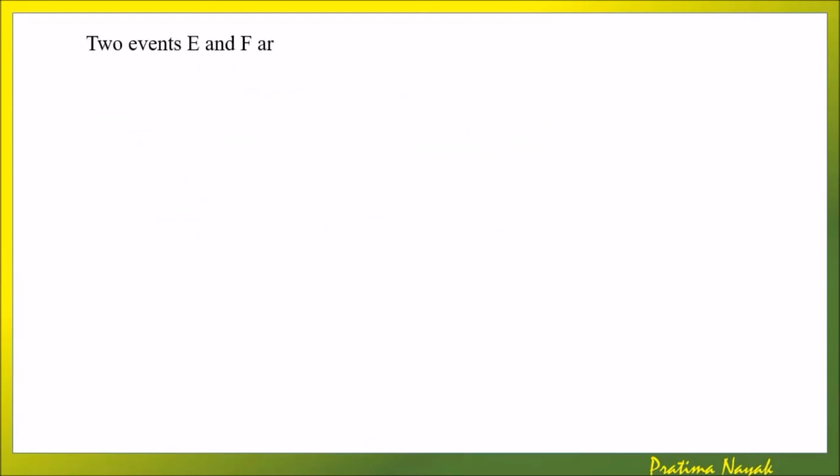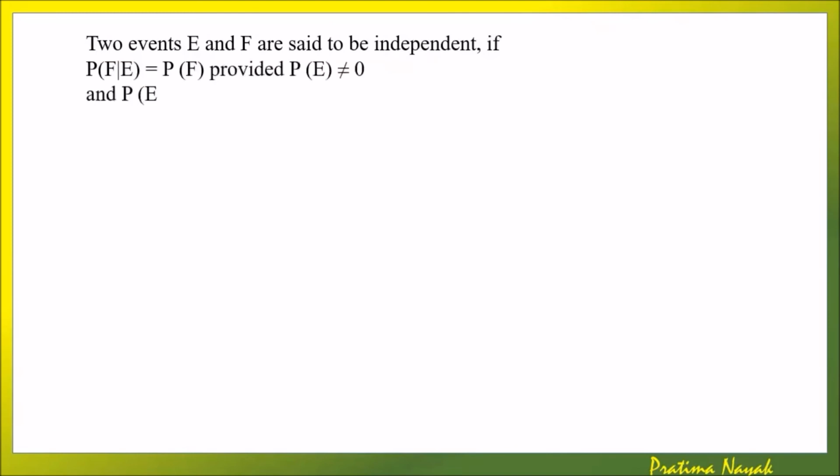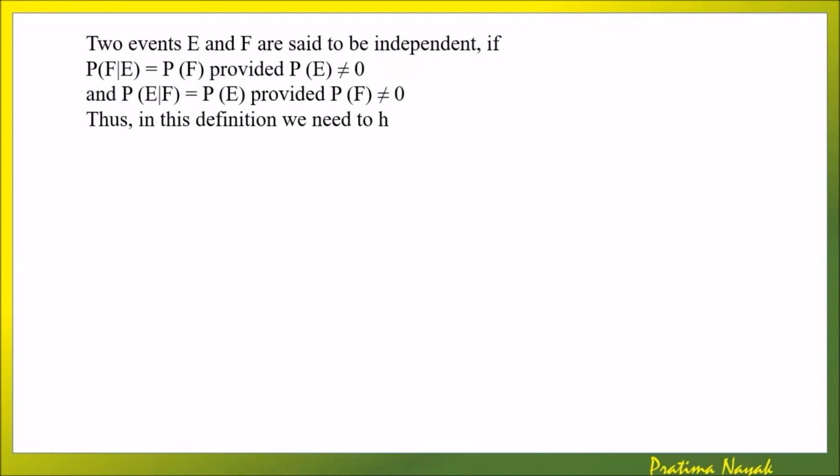Two events E and F are said to be independent if P(E|F) is the same as P(E), provided probability of F is not 0. Similarly, probability of F given E is the same as P(F), provided P(E) is not equal to 0. Thus, by definition, we have P(F) is not equal to 0, P(E) is not equal to 0, and P(E|F) is the same as P(E), and P(F|E) is the same as P(F).